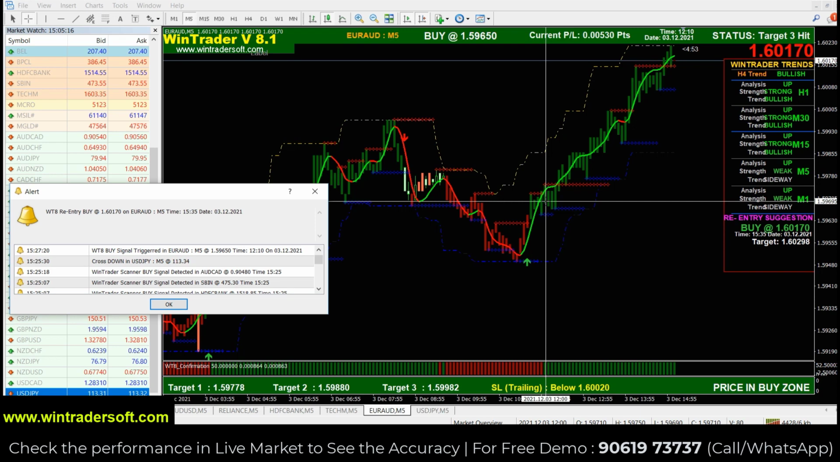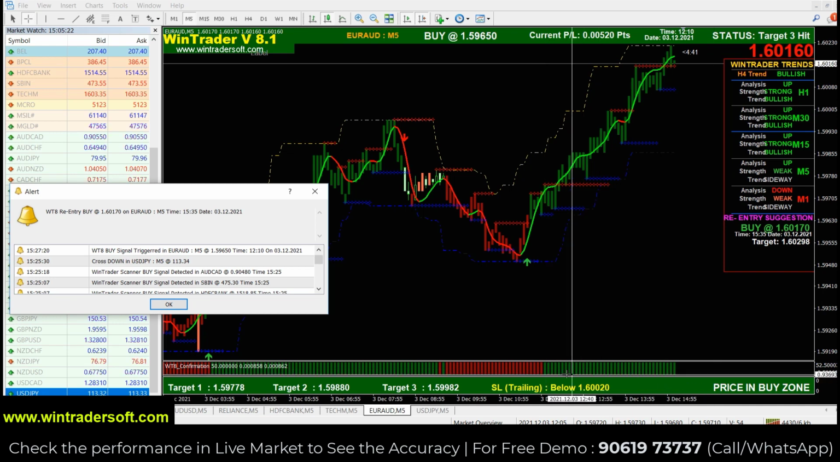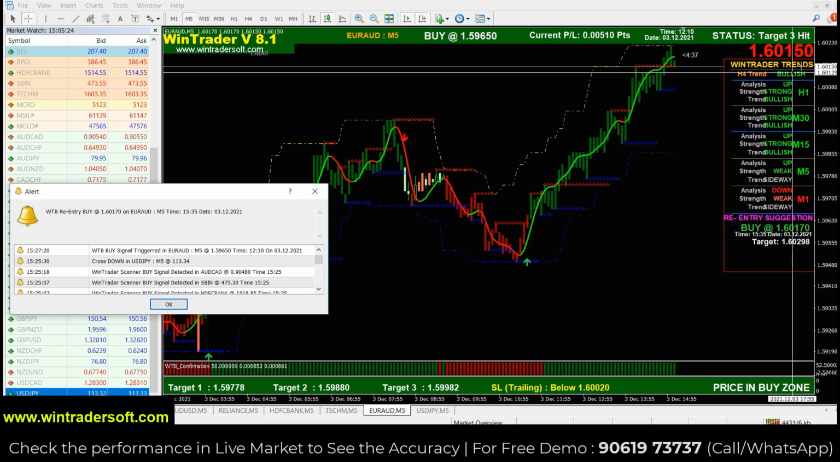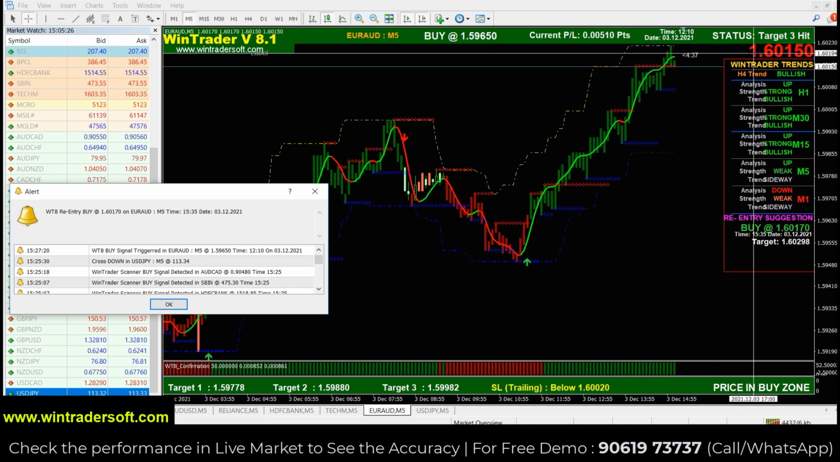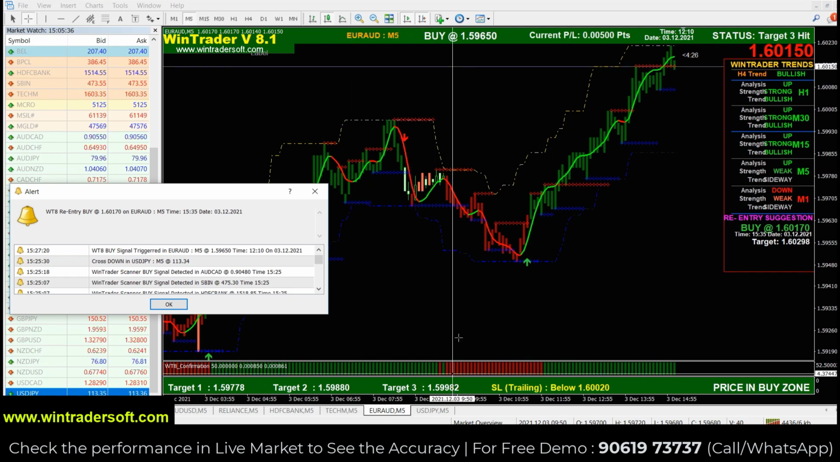So you have to wait for the 2 confirmations. First, confirmation price in buy zone, and the second is the bar confirmation. If these 2 confirmations are okay, then you can enter at the market level. Once you enter the market, below you can see the stop loss, which is a trailing stop loss, and on the left side you can see targets 1, 2 and 3. There are 3 targets. For example, we enter the market and we exit with our target.